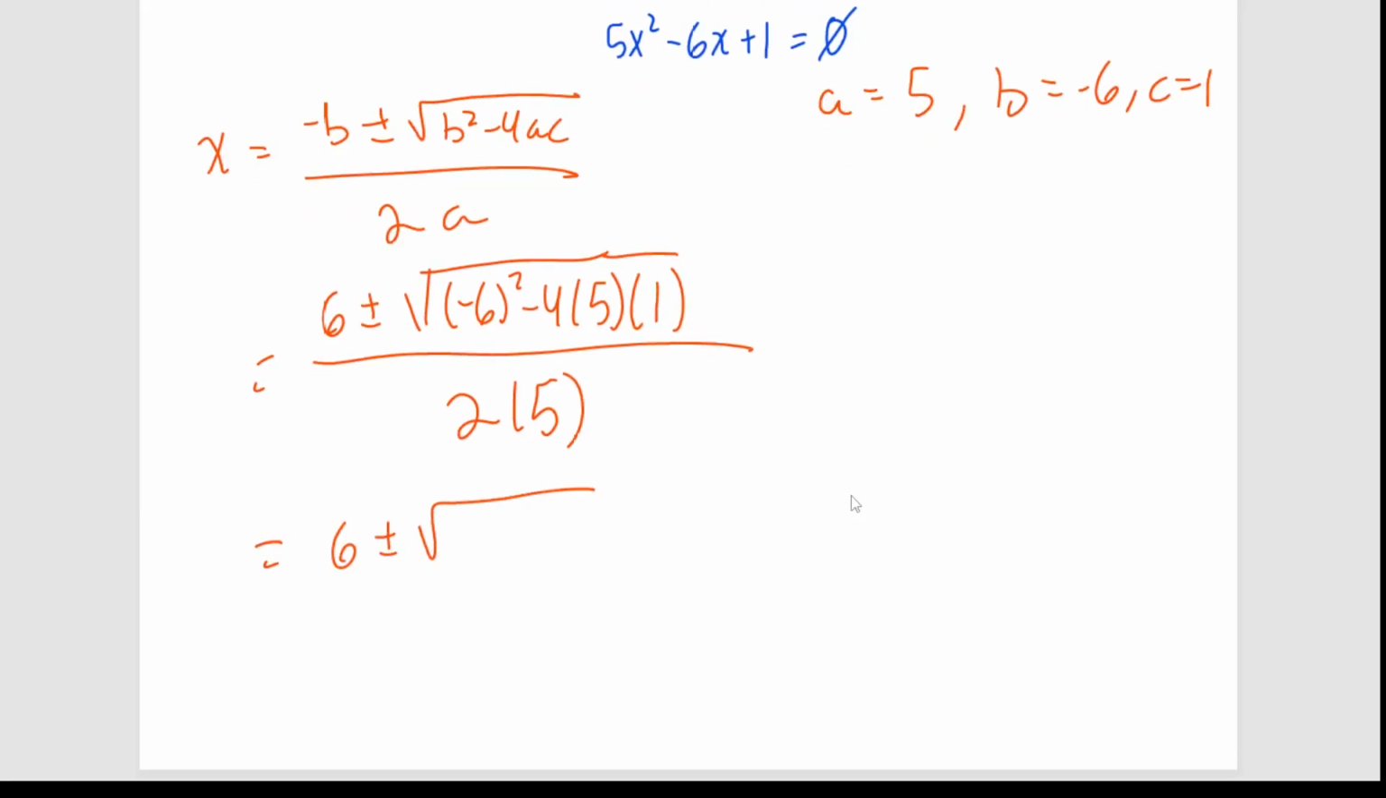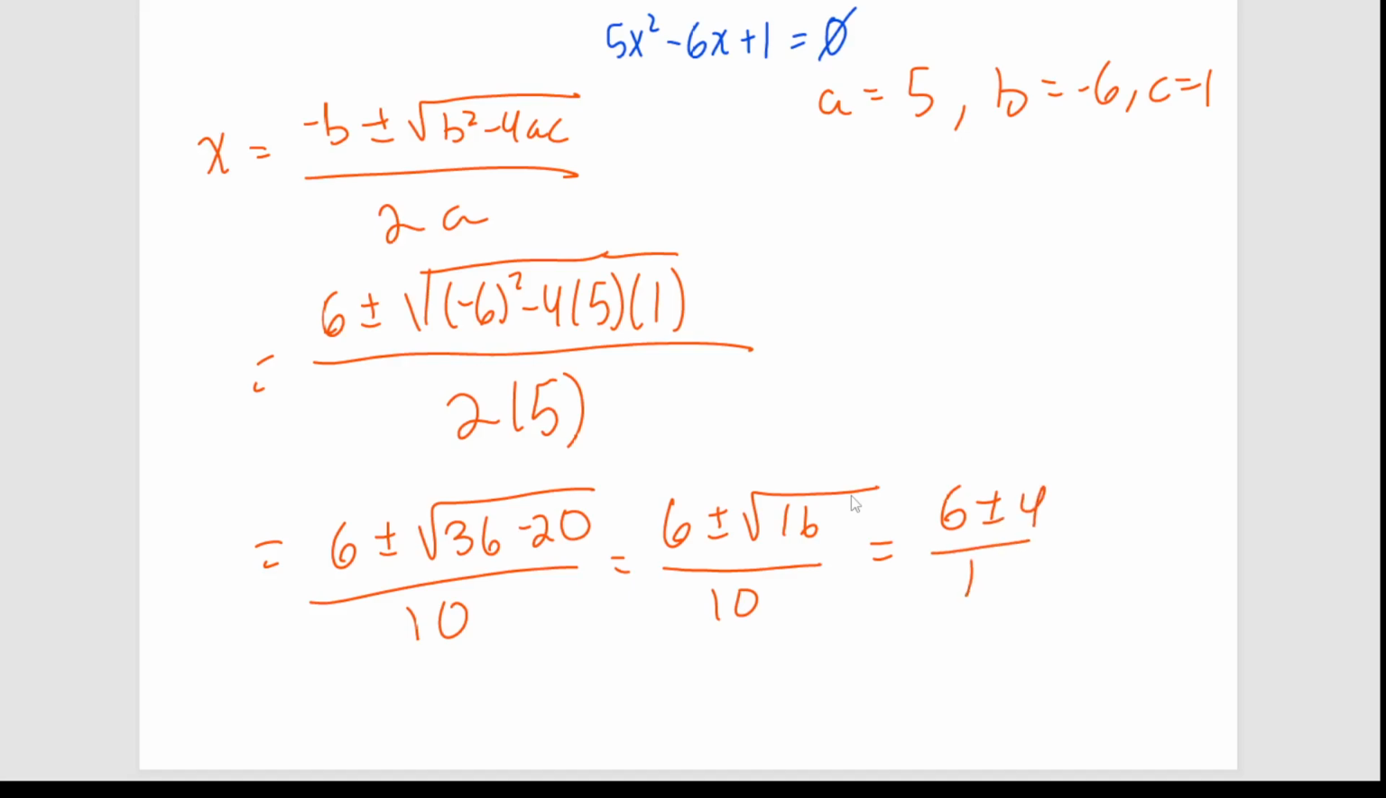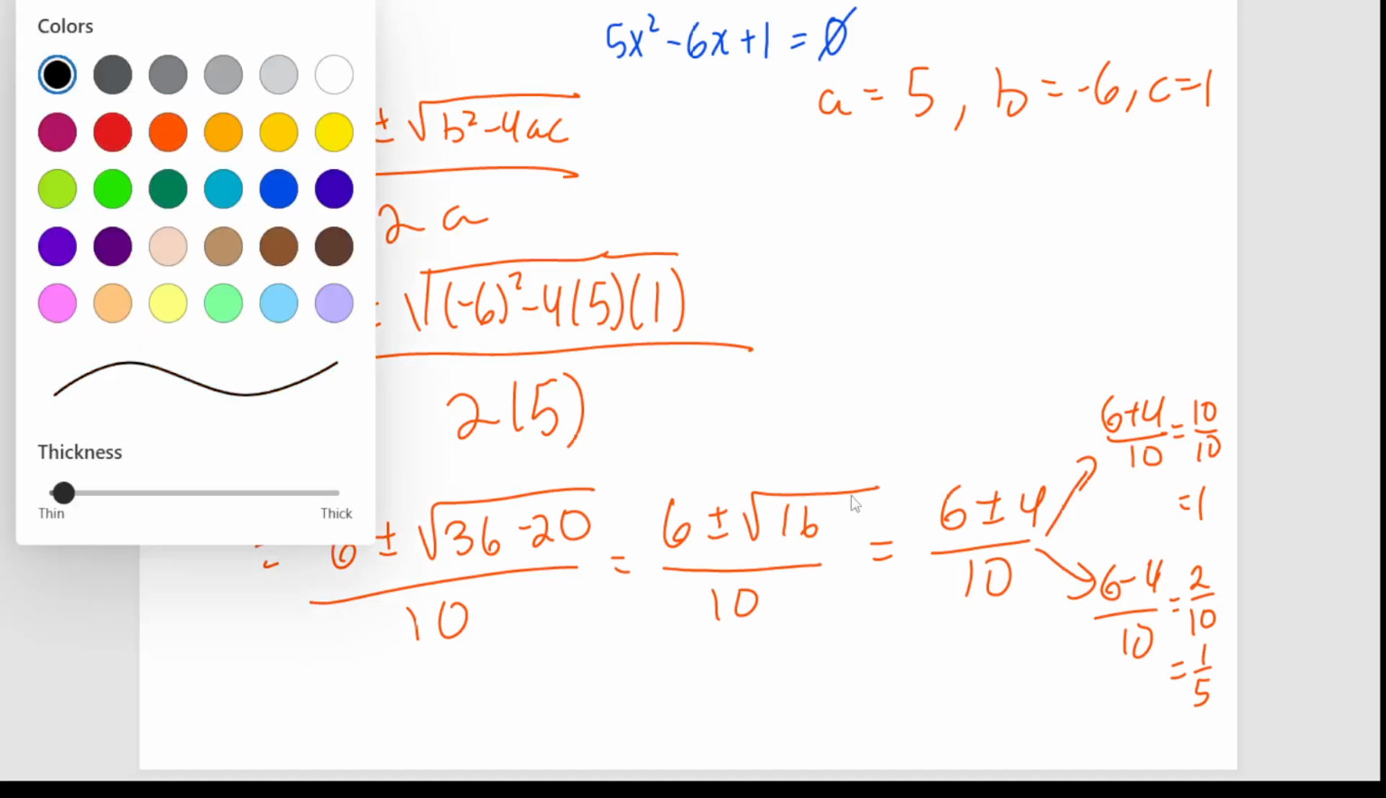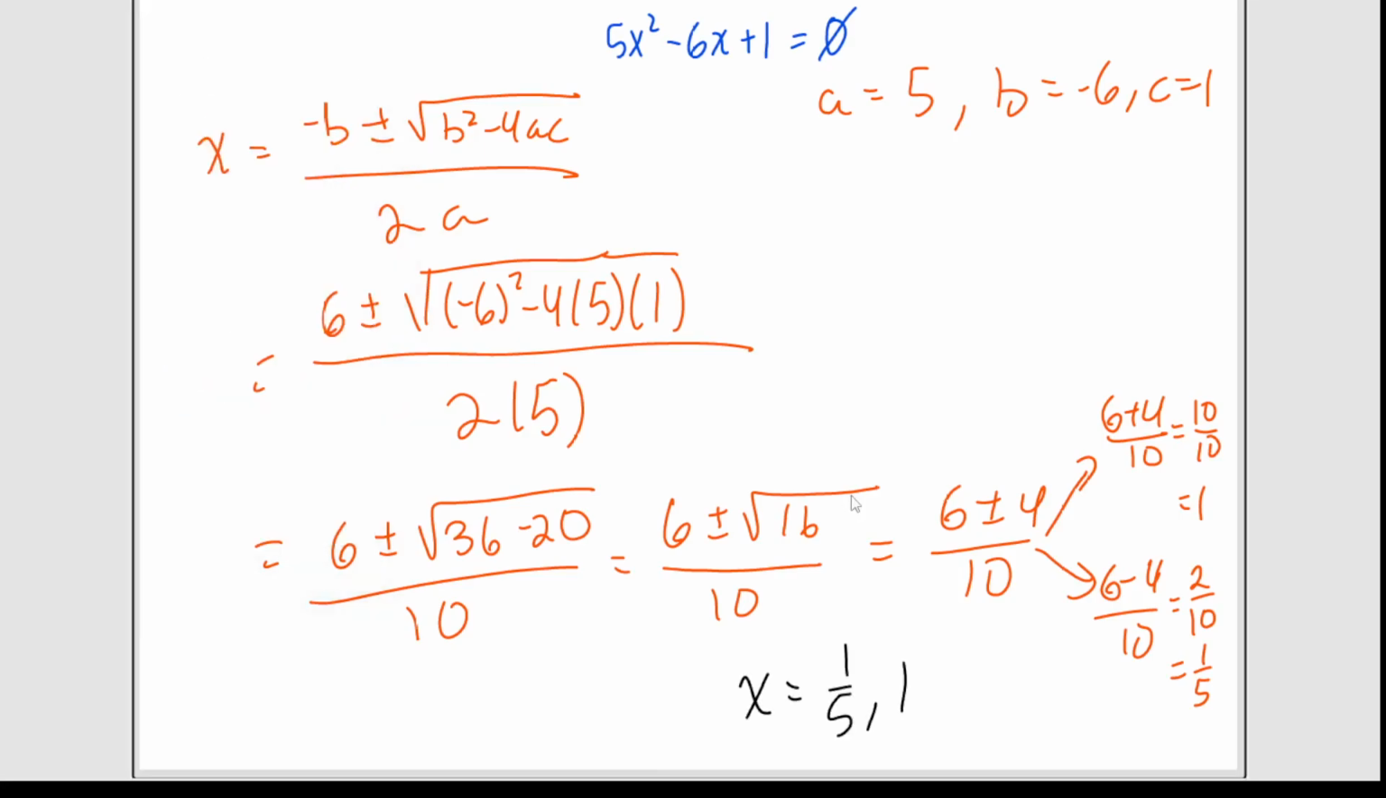So 6 plus or minus, that would become 36 minus 20 all over 10. 36 minus 20 is going to get us 16. Square root of 16 is 4. And now we can split that into our two solutions. One's going to be 6 plus 4 over 10. One's going to be 6 minus 4 over 10. 6 plus 4 over 10 gets us 10 over 10, which is just 1. 6 minus 4 over 10 gets us 2/10, which is 1/5. So our two solutions are going to be 1/5 and 1.